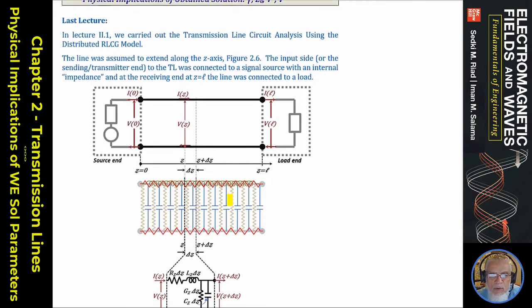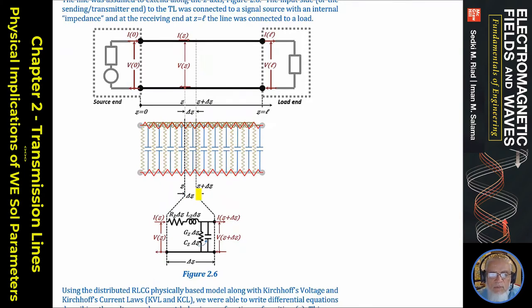And to do that, what we've done was to take an increment, look closely at the increment, delta R, delta L, delta G, delta C, and looked at the voltage and current at one end of the increment in terms of the voltage and current of the other end, and that ended up to be a difference equation. We took the limit as delta Z goes to zero. We end up with a differential equation.